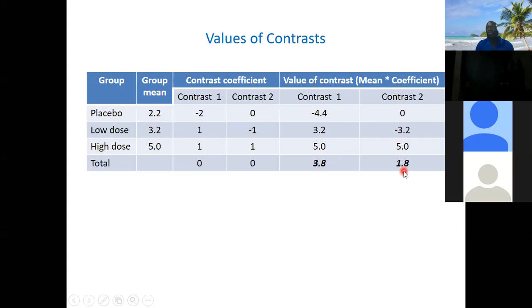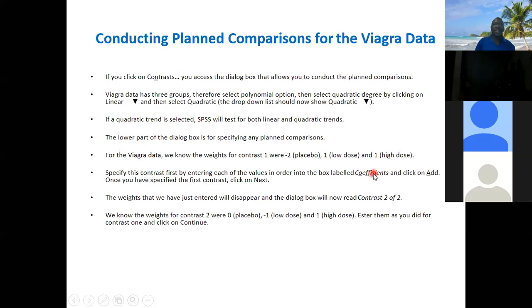For contrast 2, the placebo was 0, so multiplying 0 by 2.2 gives 0. Then the low dose was -1 in contrast 2, multiplied by 3.2 gives -3.2. Then the high dose was 1 in contrast 2, and when you multiply, it gives you 5.2. When you add it together, it gives you 2. So the value of contrast 1 is 3.8, and the value of contrast 2 is 2.